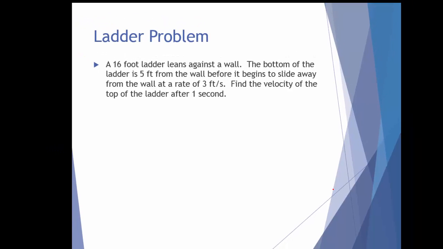A ladder problem. We have a 16-foot ladder leaning against a wall. The bottom of the ladder is 5 feet from the wall before it begins to slide away from the wall at a rate of 3 feet per second. Find the velocity of the top of the ladder after 1 second.